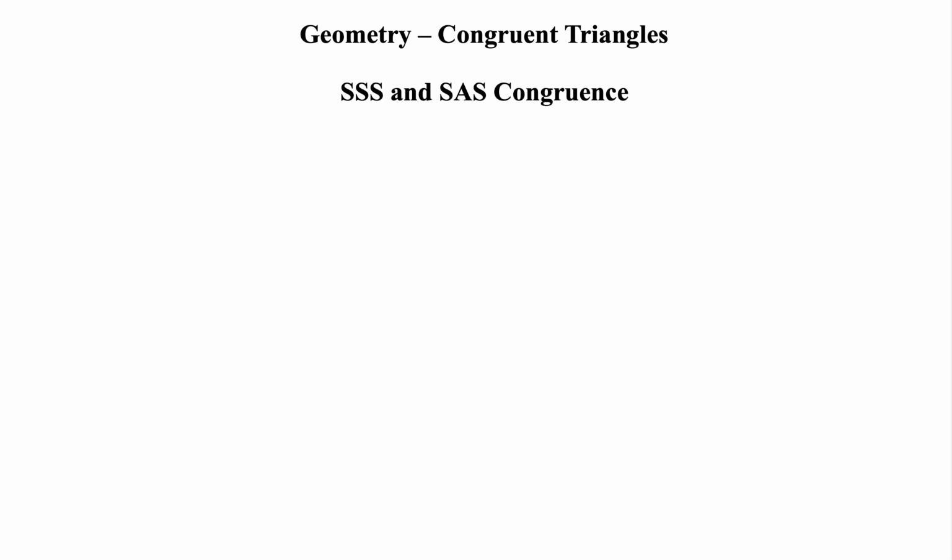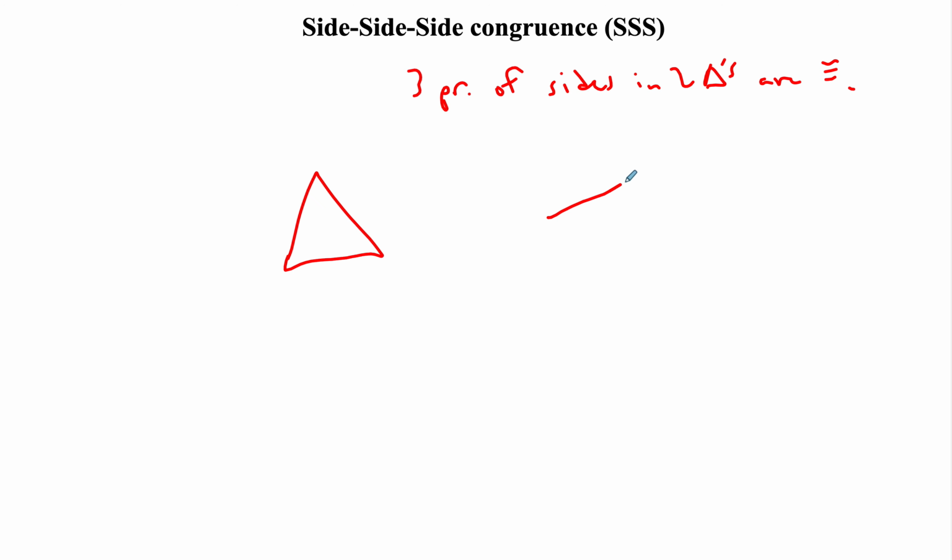So the first two we're going to look at are something called SSS and SAS congruence. So SSS stands for side, side, side congruence. And what this means is that you're given that three pairs of sides in two triangles are congruent. Meaning, you've got a triangle over here, let's say, and you've got another triangle over here. And let's say, oh, okay, this side, that's congruent to this side. You know that this side, it's congruent to this side over here. And last but not least, you're told that this side is congruent to this side. In other words, you're given that all three pairs of these sides are congruent.